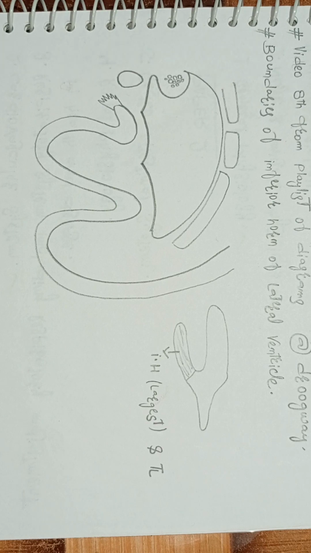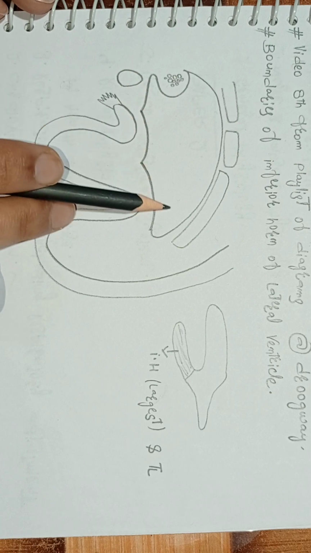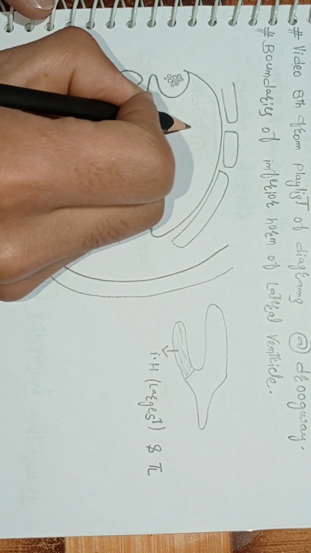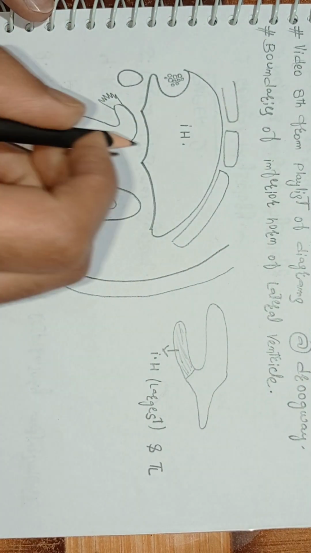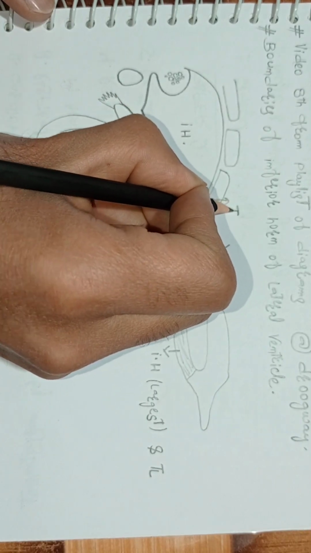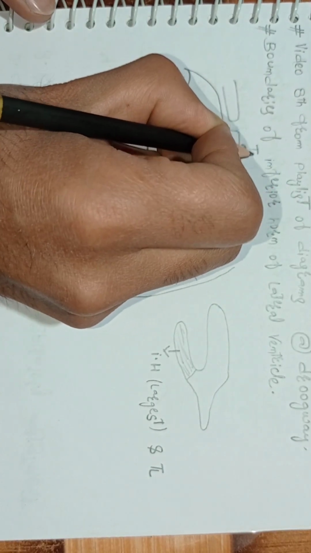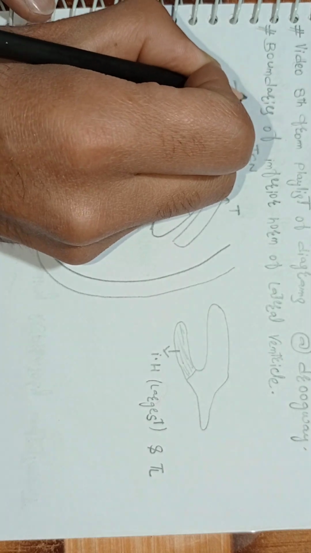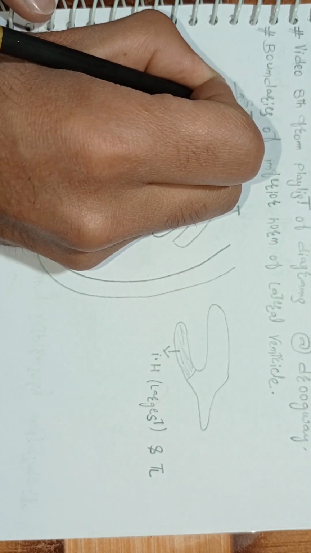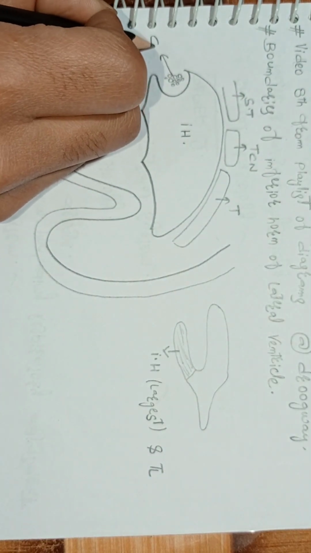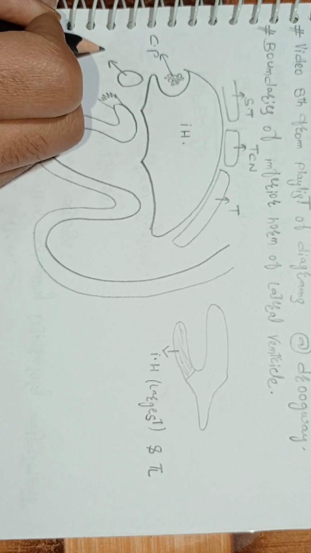Now we will name the different structures in this diagram. This cavity right here is the inferior horn of the lateral ventricle in its coronal section. This structure right here is the tapetum. This structure right here is the tail of the caudate nucleus. This structure right here is the stria terminalis, and this structure right here is the choroid plexus. This structure right here is the fimbriae.